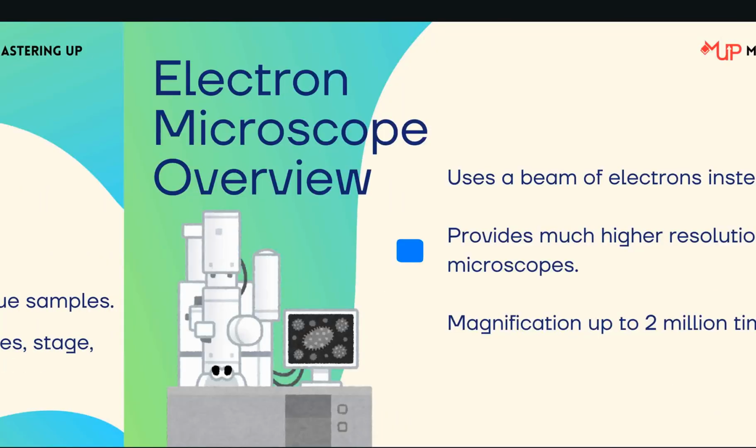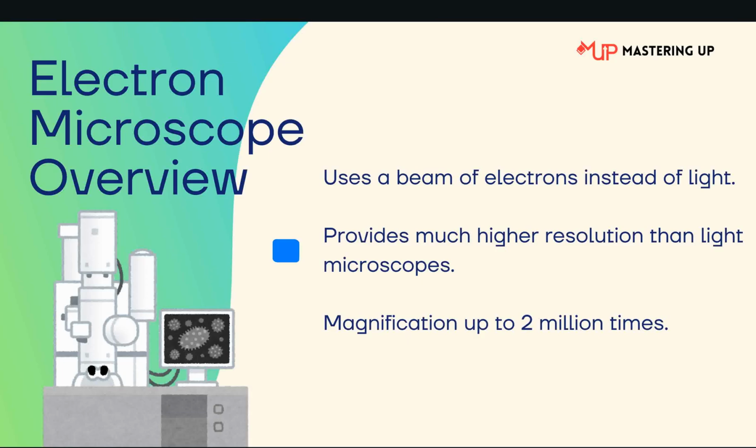Now let's see an overview of the electron microscope. Unlike light microscopes, electron microscopes use beams of electrons to image the specimen. This allows for much greater magnification and resolution. They can magnify objects up to 2 million times. This surpasses the limitation of light microscopes.